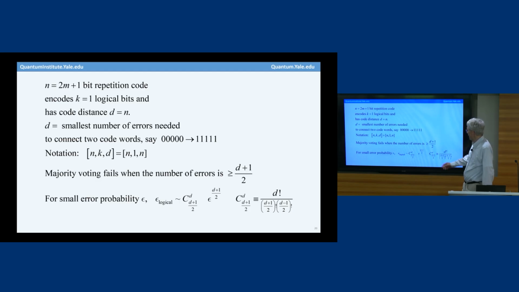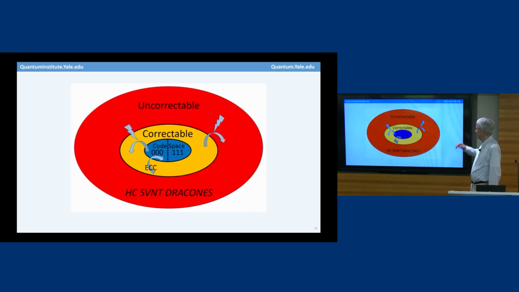Okay? But again, the bigger the distance, the smaller the physical error rate, the better you're going to do. Errors are easier to correct when they're rare. Okay, so let's go back to our triplication code, just n equals 3. Here's the code space. 000 is a legal message. 111 is a legal message. Anything else is an error, right?